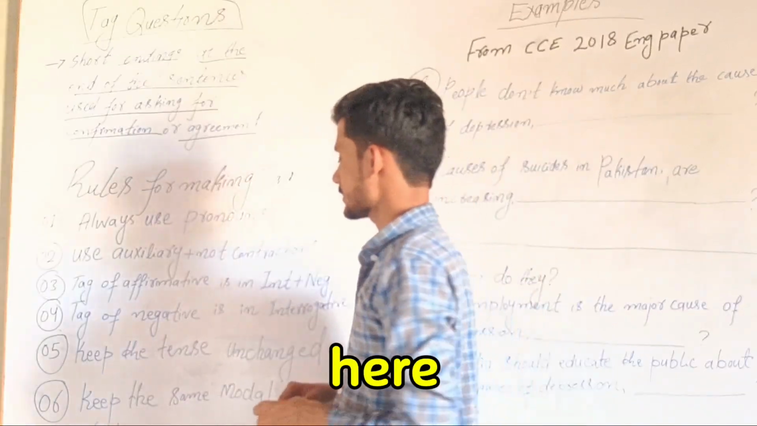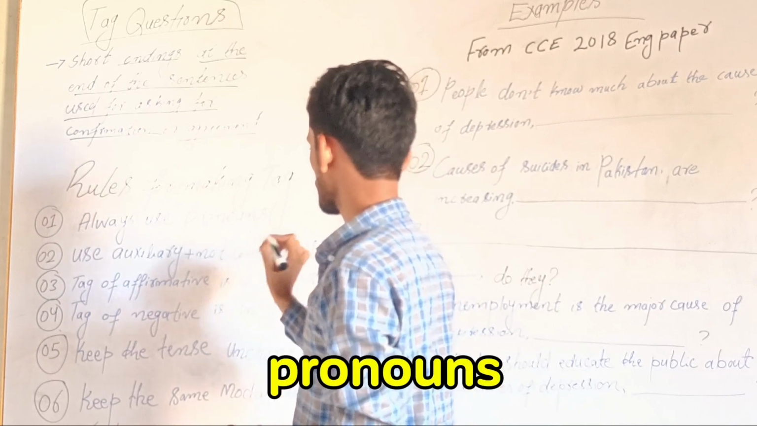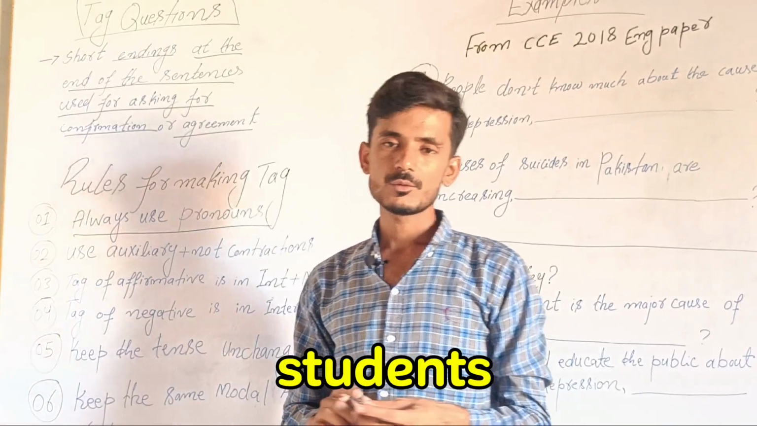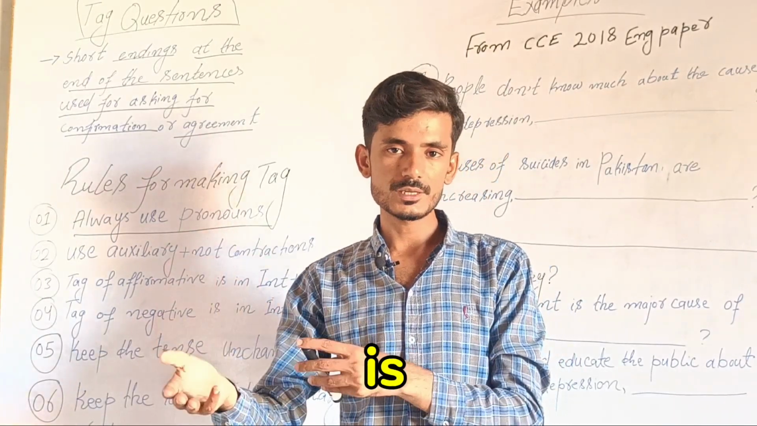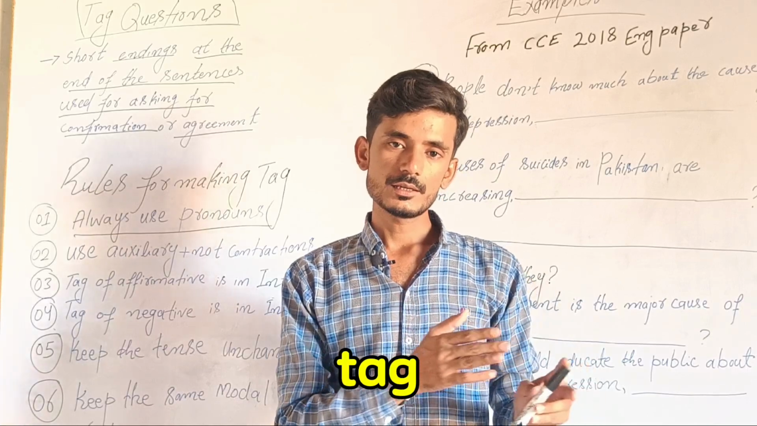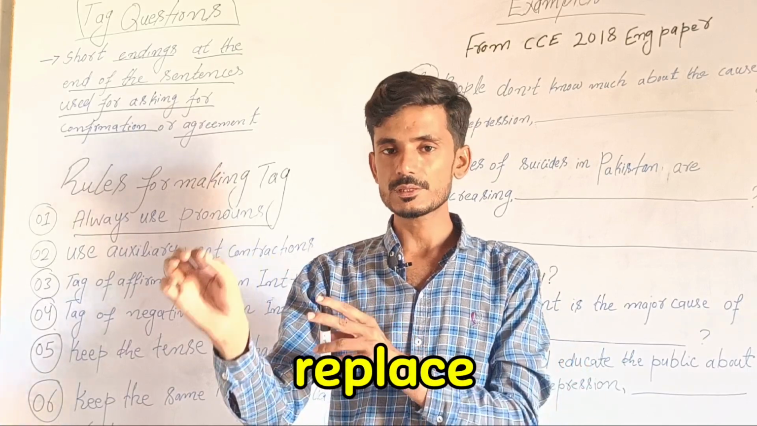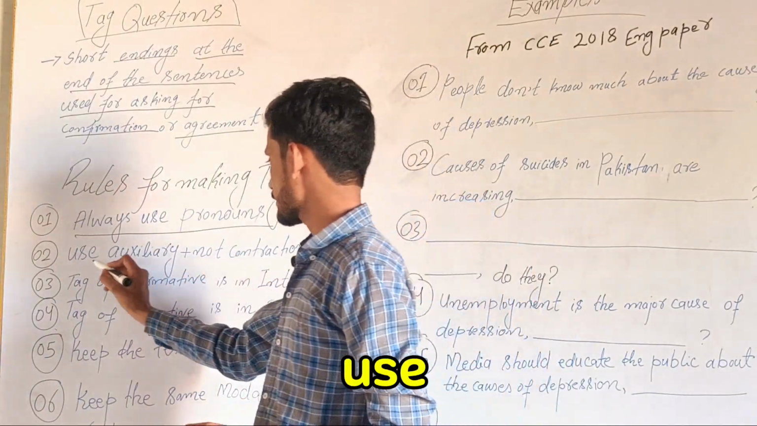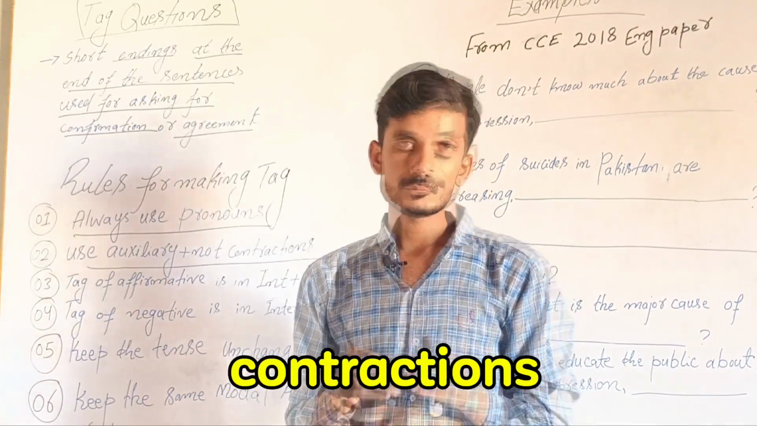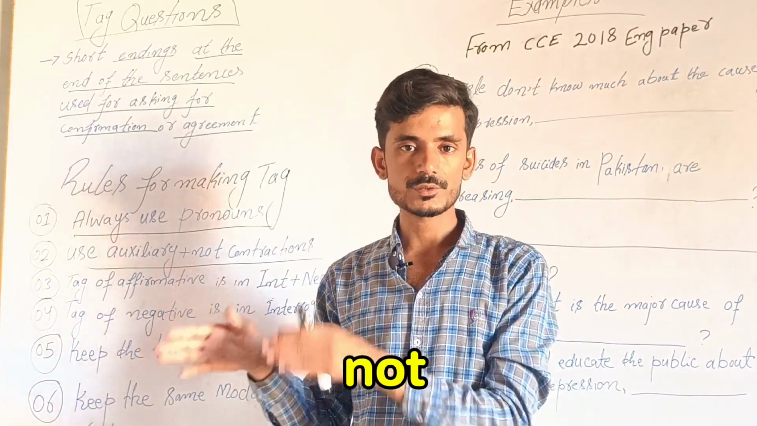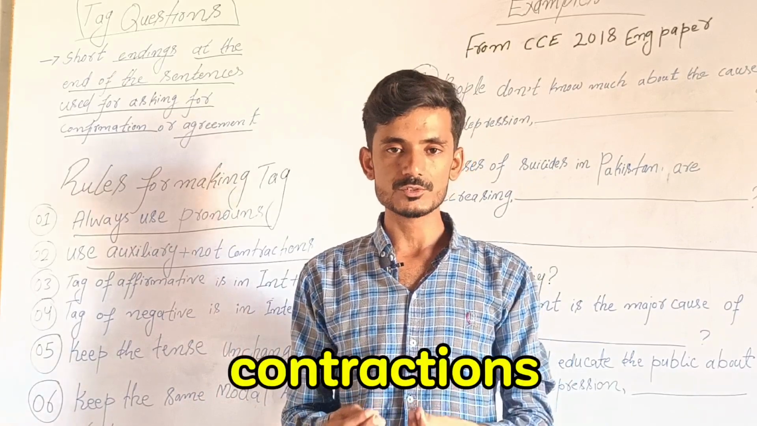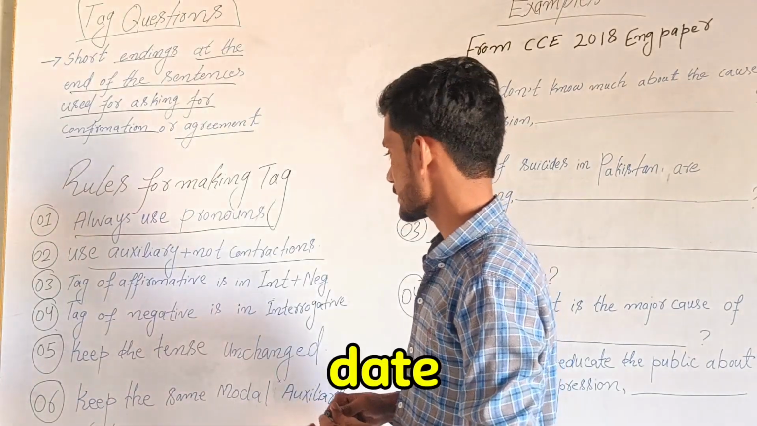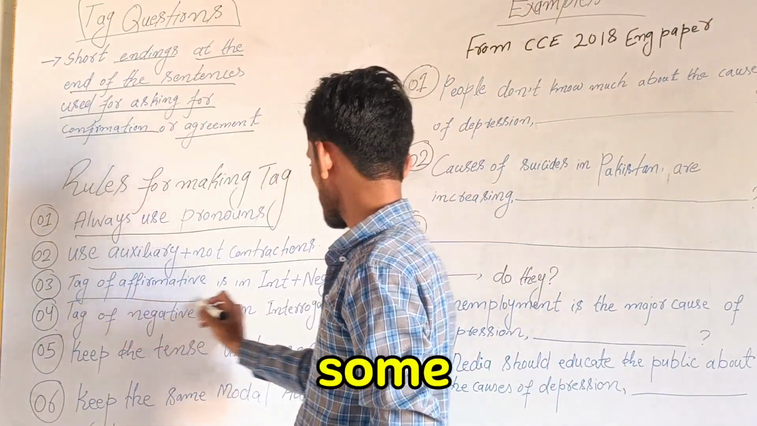So the first rule says always use pronouns. In tag questions, dear students, we don't use nouns. When a noun is given and we are asked to make a tag of a sentence which has a noun, we have to replace the noun with the suitable pronoun. Similarly, we use auxiliary plus not contractions. We don't have to use auxiliary and not separately. We have to combine them and form the contractions, which are called auxiliary plus not contractions. Apart from that, we have some other rules.